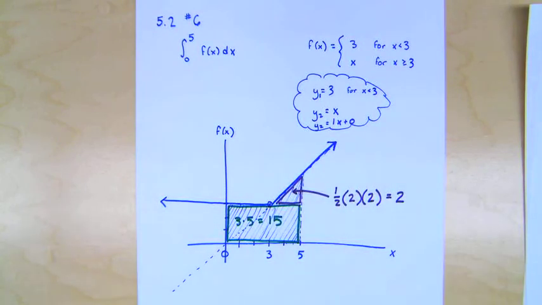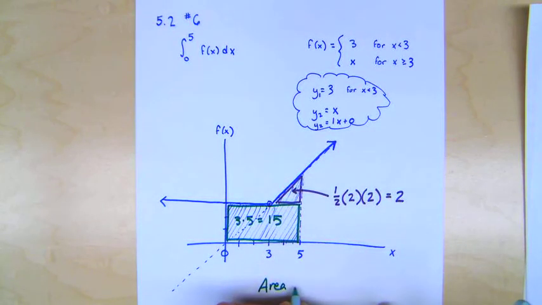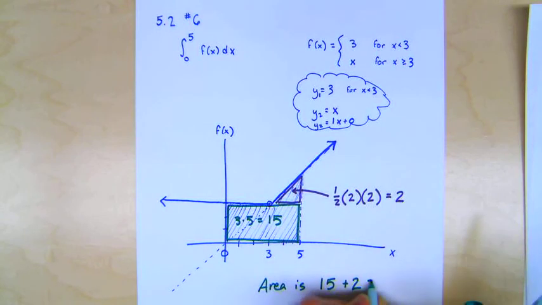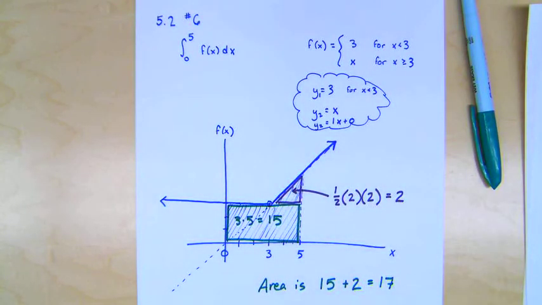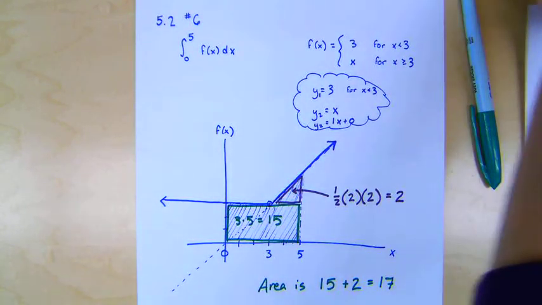So that means my total area is going to be 17, and that's just for the numbers that I had in this problem. If you had different numbers here, it would change. Cool. It's a good problem. I like that problem.